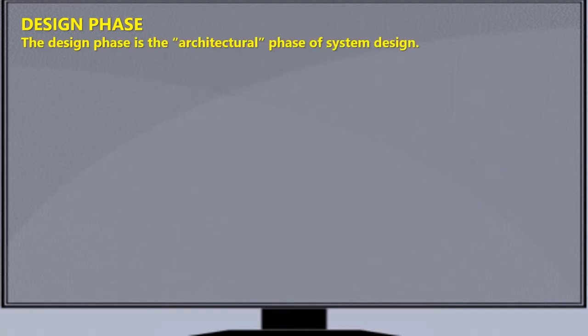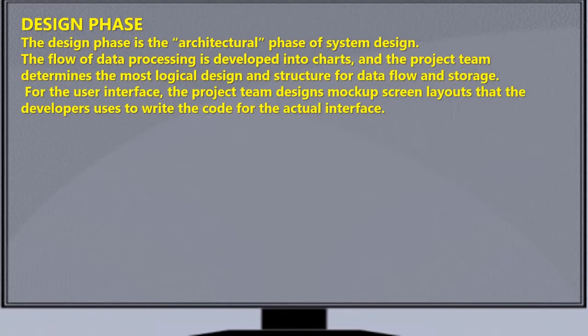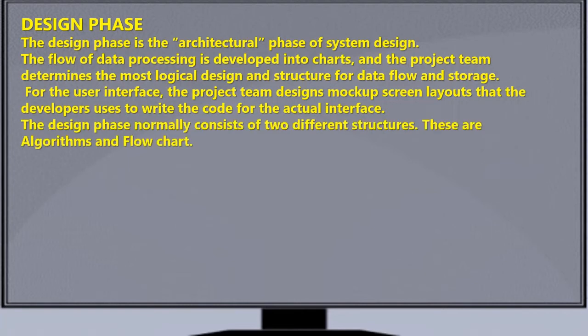Now the next phase is design phase. The design phase is the architectural phase of system design. The flow of data processing is developed into charts and the project team determines the most logical design and structure for data flow and storage. For the user interface, the project team designs mock-up screen layouts that the developer uses to write the code for the actual interface. The design phase normally consists of two different structures. These are algorithms and flowcharts.